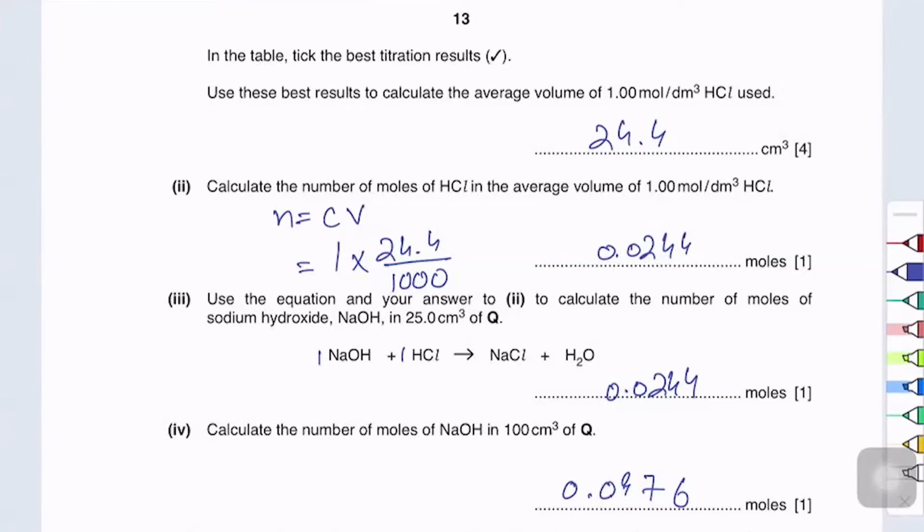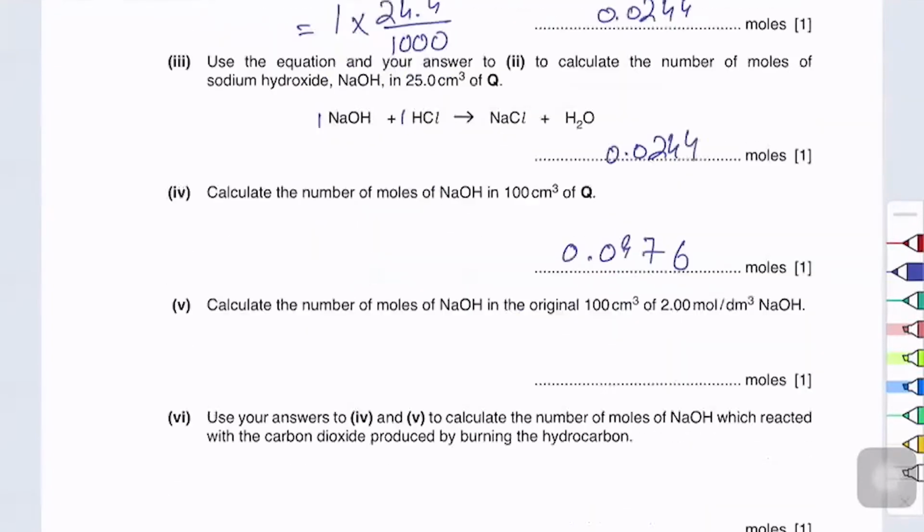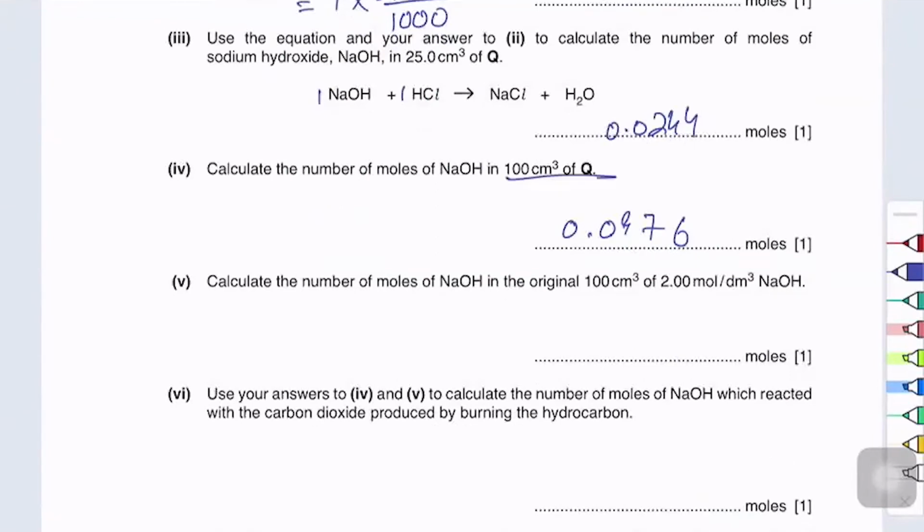Yeah, that's what I'm getting, 0.0976. Okay, so that's the number of moles I have in 100. Notice that the volume has changed. Calculate the number of moles in the original 100 of 2. So originally you had n equals CV. Again, I always write the formula if I'm using the formula, because it helps tell me that I'm putting in the right values and I can easily revise it then. If you're using the formula, always write it.